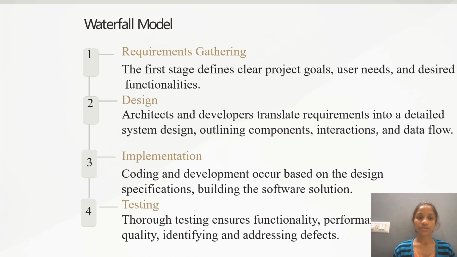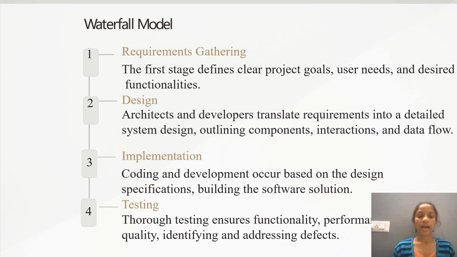At first, it is the waterfall model. It requires requirements gathering. The first stage defines clear project goals, user needs, and desired functionalities. So when we are starting any project or starting to build a model, we have to have a clear goal of the project and also the user needs with the desired functionalities.